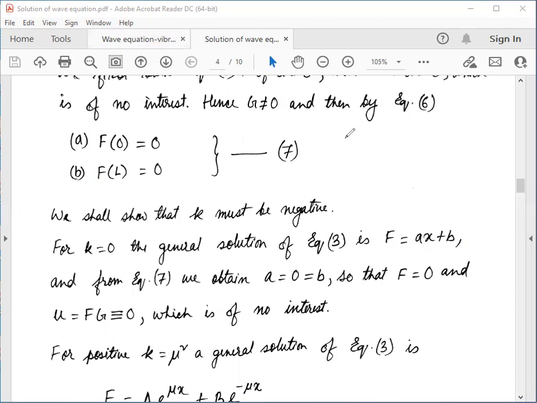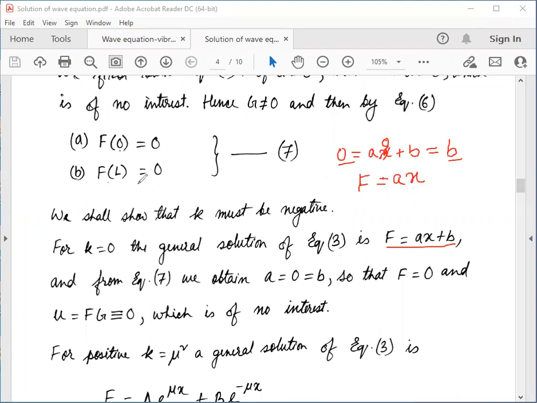So if I use this first boundary condition, then this becomes 0 equal to ax plus b. And I have put x equal to 0 here. So this x is equal to 0, so a times 0 will be 0 plus b. So I get 0 is equal to b. That means b is equal to 0. So f should be only ax, since b is 0.